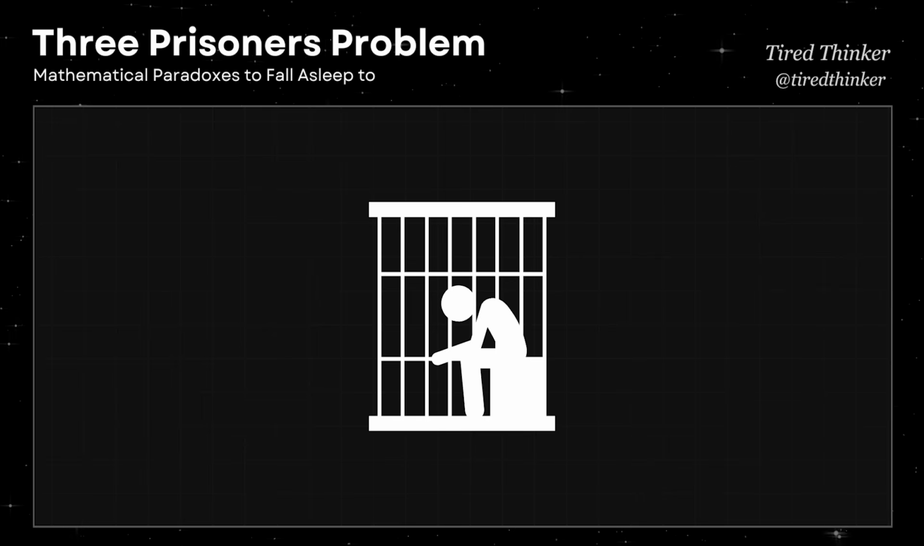A different way to see the answer is to play out all possible outcomes. Imagine the warden already knows the prisoner who will go free. The three prisoners do not. If the warden has chosen prisoner A to be released, then when prisoner B asks, the warden must name prisoner C. If the warden has chosen prisoner B, then when prisoner C asks, the warden must name prisoner A. If the warden has chosen prisoner C, then when prisoner A asks, the warden must name prisoner B.